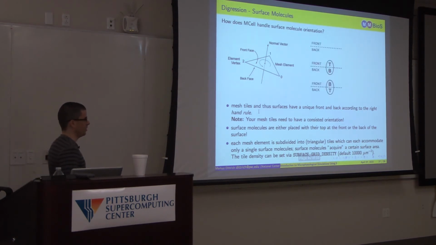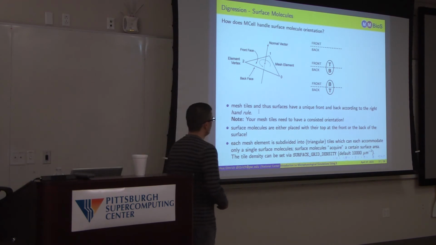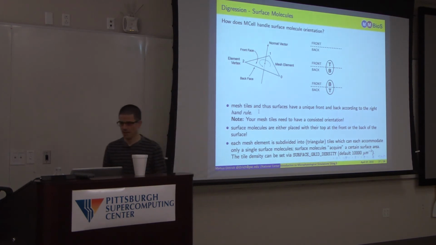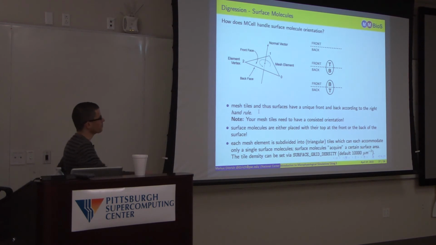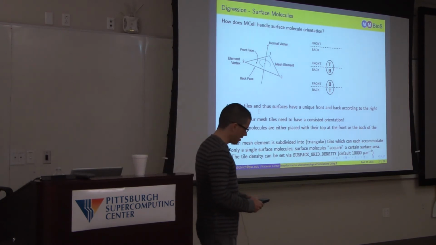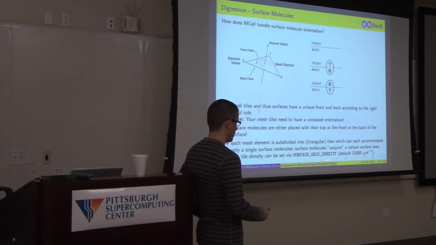One thing I should mention that's important under some circumstances. What MCell actually does is it subdivides your surface into tiny triangles. Tiny meaning, they're not the triangles that you see in Cell Blender. It actually subdivides them much finer. And the density of the subdivision is controlled by this keyword called surface grid density. By default, it's 10,000 per square micron.